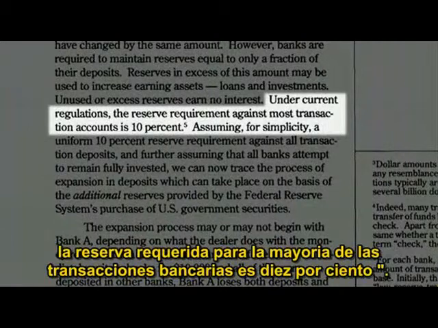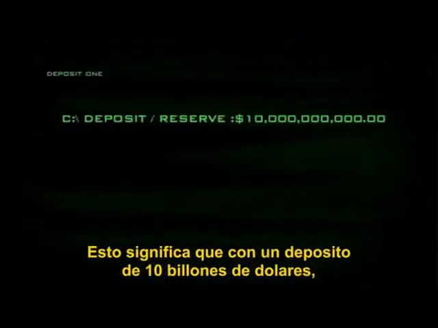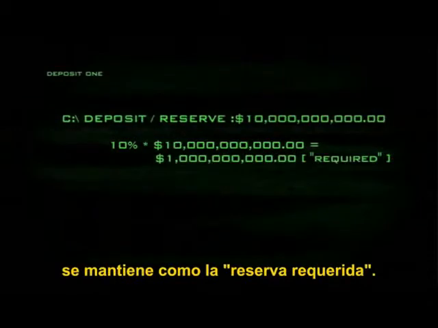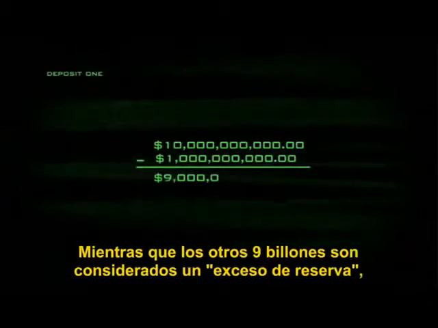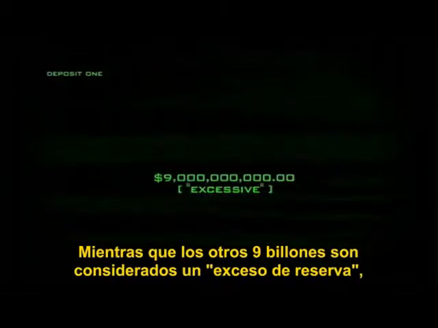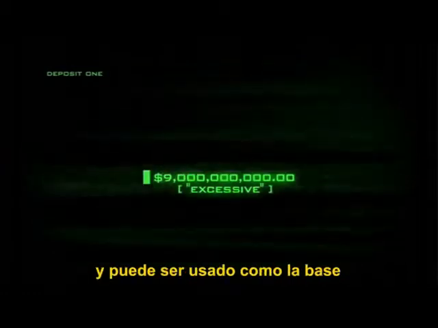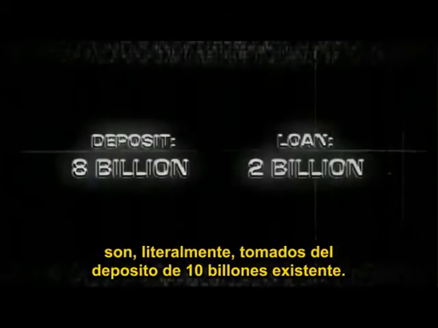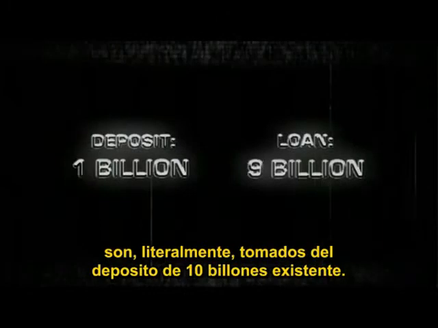The reserve requirement against most transaction accounts is 10%. This means that with a $10 billion deposit, 10% or $1 billion is held as the required reserve, while the other $9 billion is considered an excessive reserve and can be used as the basis for new loans. Now, it is logical to assume that this $9 billion is literally coming out of the existing $10 billion deposit.